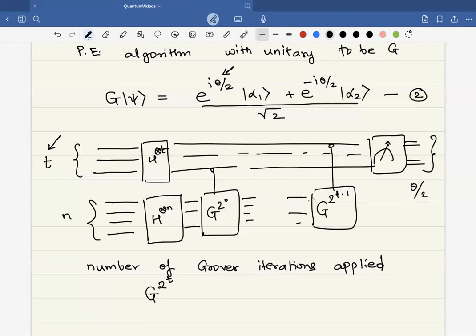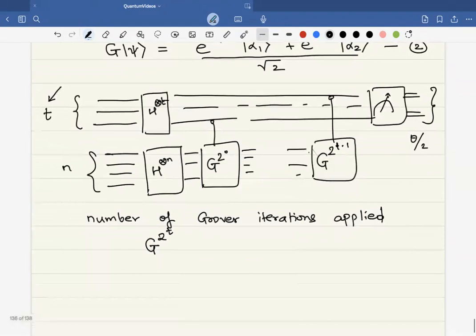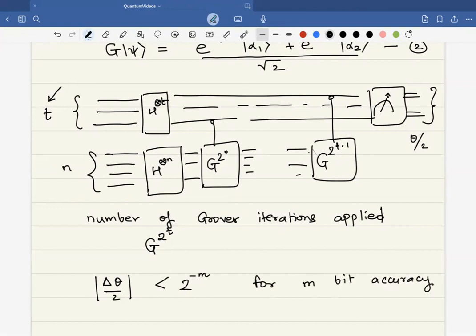t also is related to the accuracy of theta over 2. So if I want an m bit accuracy, then I need delta theta over 2 to be less than 2 to the minus m for m bit accuracy, right?